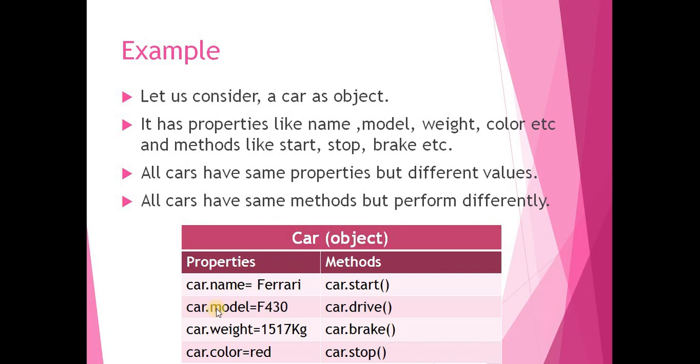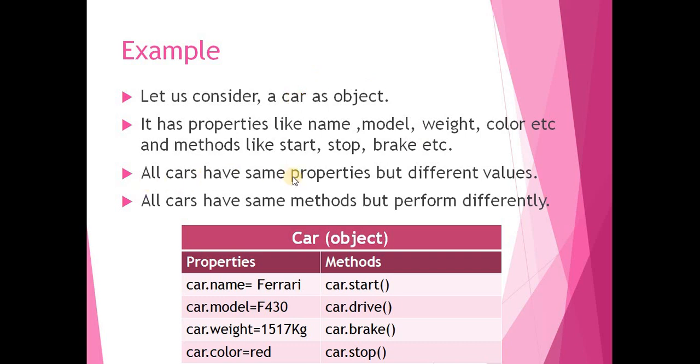So here we have one example of an object. Let us take a car as an object. It has properties like name, model, weight, color. So these properties are describing our object, which is car. And methods like start, stop, brake. These are the actions which are performed on the object.